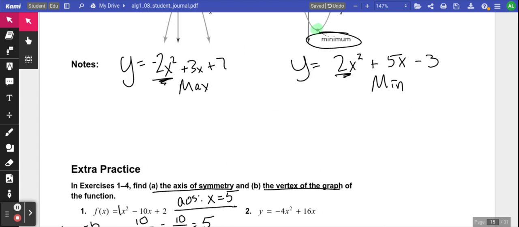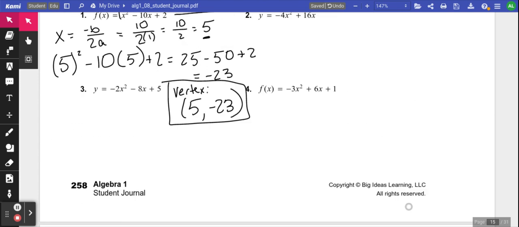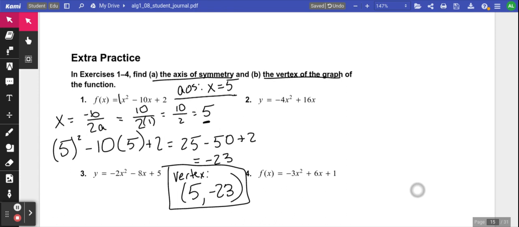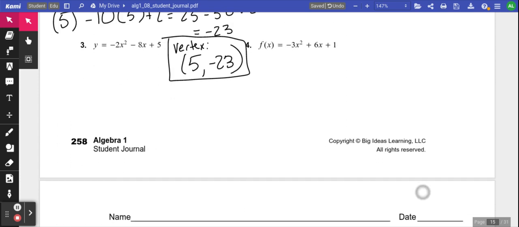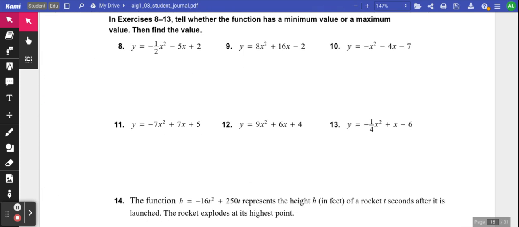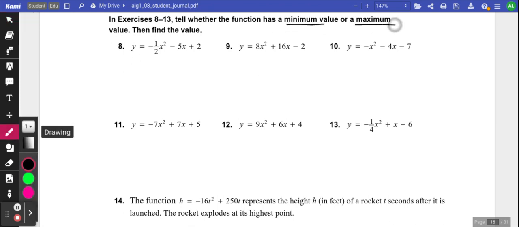Let's go through some actual math here. We found our vertex, and that process is going to be helpful because we're doing essentially that exact same process when we're finding these maximum and minimum values. Tell whether it has a minimum or a maximum, then find the value. Again, the value is the y value of our vertex.